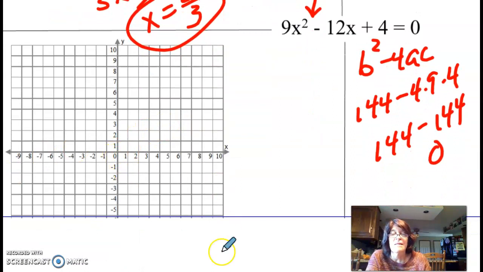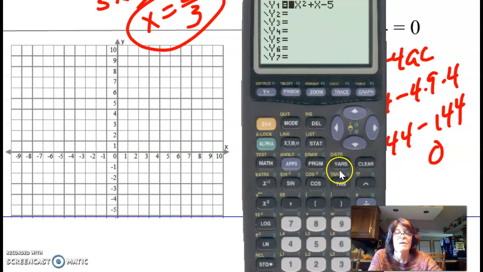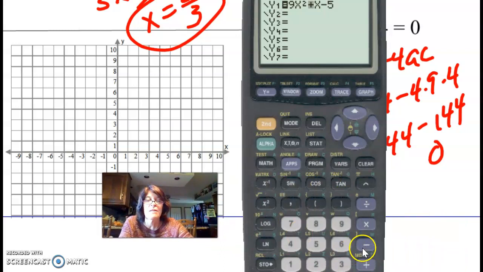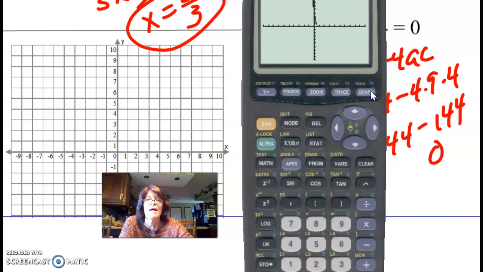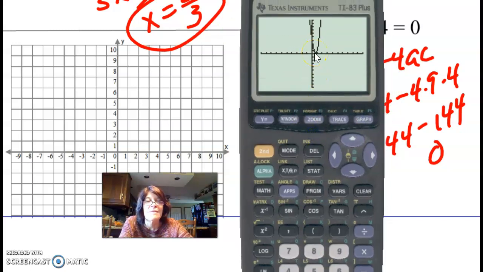Okay, graphically, what does that mean? Let's see what it means. Let's graph it. Y equals 9x squared minus 12x plus 4, I think. Go ahead and do it on your graphing calculator. When I graph that, I get a parabola that just hits once.